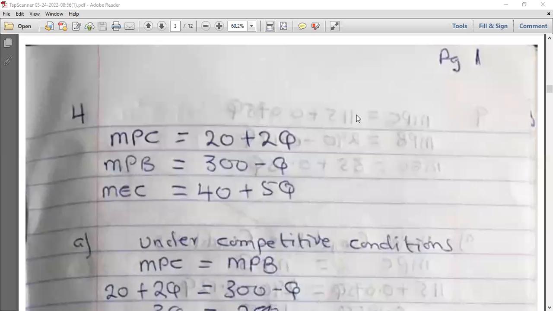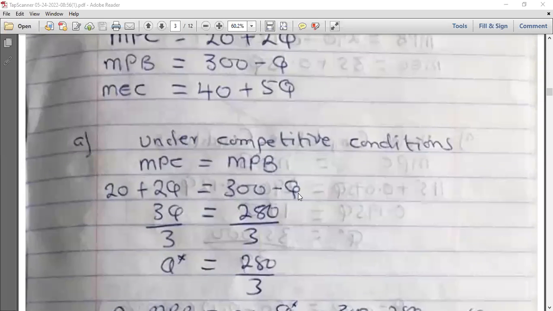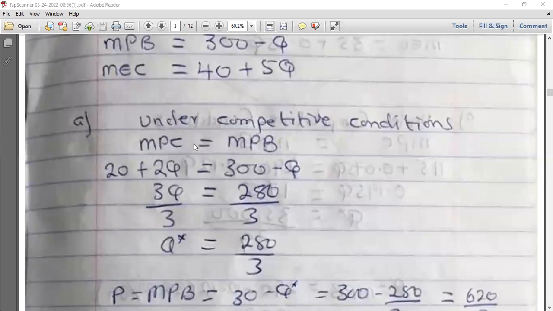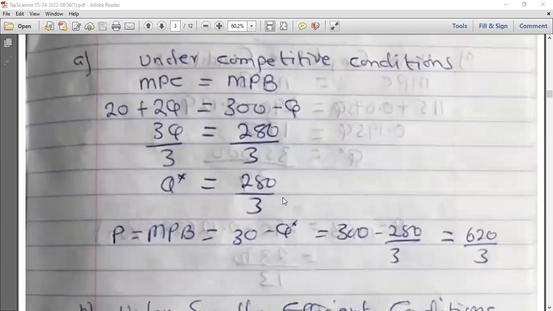All right, I hope you can see the screen. So our MPC was given as 20 plus 2Q, marginal private benefit 300 minus Q, marginal external cost is 40 plus 5Q. So under perfect competition, we equate MPC to MPB. Okay, so MPC is 20 plus 2Q, then there's 300 minus Q. So just group like terms and then solve for Q. We are getting 280 over 3.